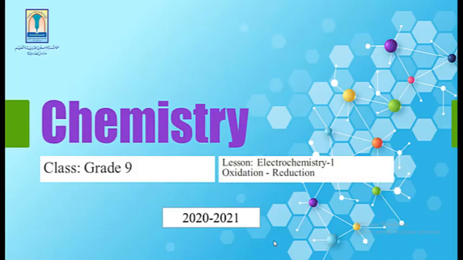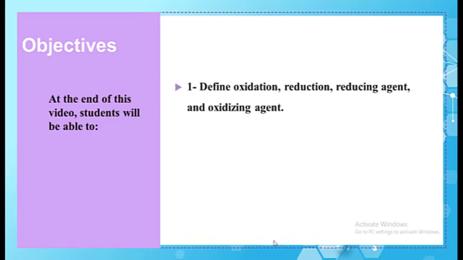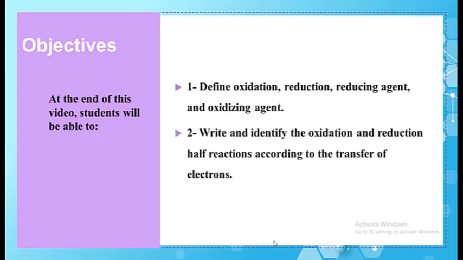Hello, grade 9 students. Today we will start with a new lesson, Electrochemistry, Part 1, Oxidation Reduction. At the end of this video, you will be able to define oxidation, reduction, reducing agent, and oxidizing agent. Write and identify the oxidation and reduction half reactions according to the transfer of electrons.